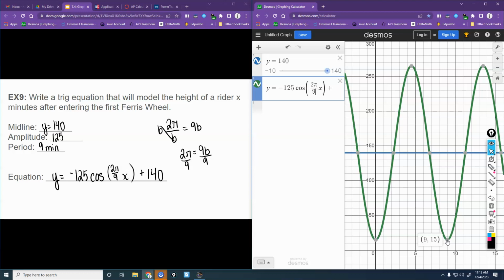Okay, so this graph would tell you how high you are on the Ferris wheel. Let me call this f of x. If I want to know how high I am on the Ferris wheel after 3 minutes, f of 3 is going to give me 202.5. If you want to know how long it takes to get to the maximum, you could just look here. You got 4.5. You should kind of know that because it's half of the time: half the time going up, half the time going down. If you want to know when you're at the midline, you're at 2.25 minutes. So there's several things they could ask you about this.